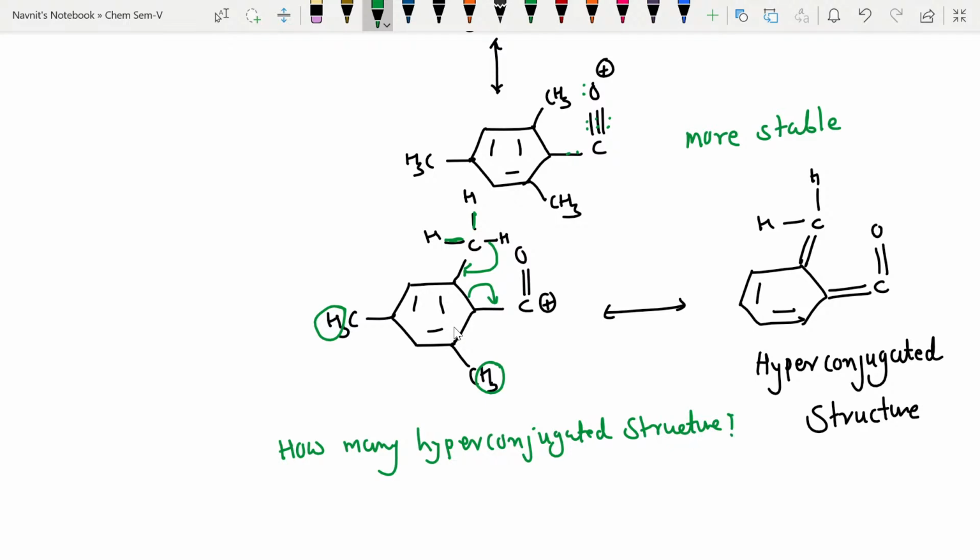So the proton eliminated from here is nearby. That's why hyperconjugation is also known as no-bond resonance. So how many hyperconjugated structures are possible? In the first hyperconjugated structure, this carbon-hydrogen bond takes part, then this one, then this one. So three hyperconjugated structures are possible from this methyl, 3 from this and 3 from this. That means in total, how many hyperconjugated structures are possible?